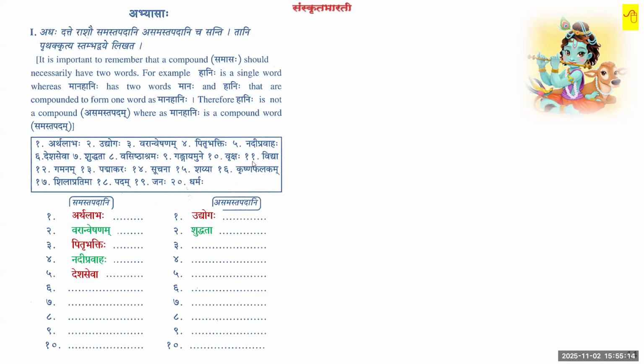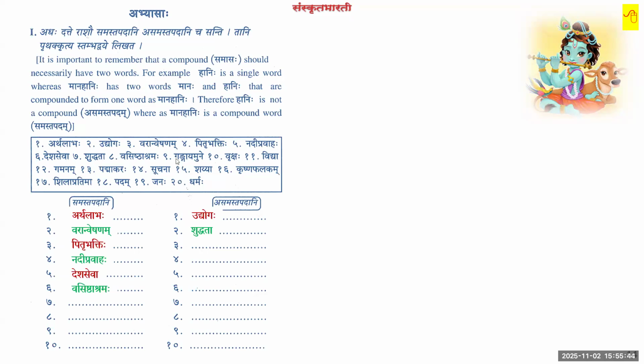Vasishtashrama. Vasishta iti Rishihi, Vasishtasya ashrama. Very good. So the ashrama of Vasishta. Who was there in Vasishta ashrama? Lava and Kusha were students of Vasishta. Very good. Ganga Yamune. Samastapadam. Ganga cha Yamuna cha, Ganga Yamune.